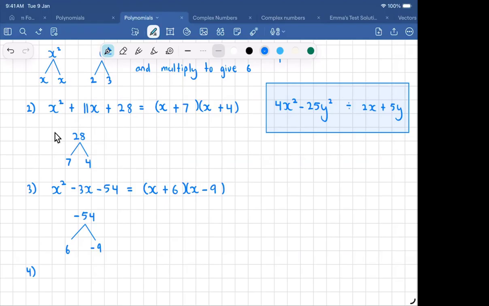Okay, do this one for yourself: x squared minus 14x plus 45. Do that one. Do this one as well. And why not, do another one as well. Try it.